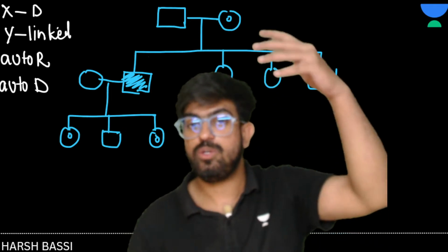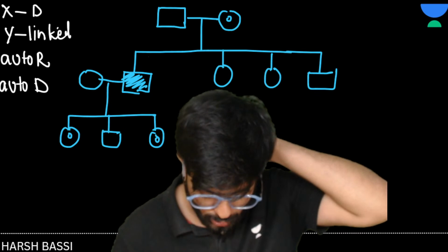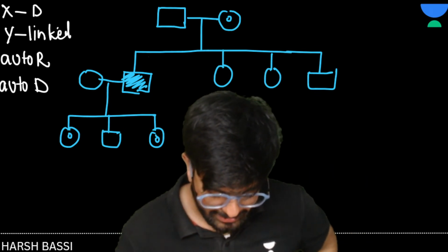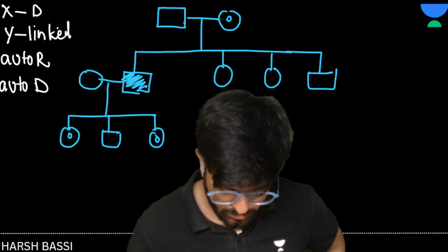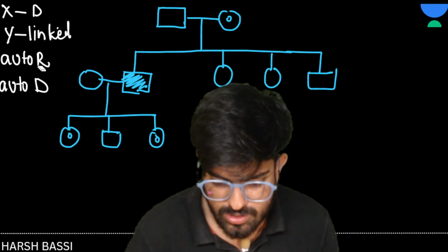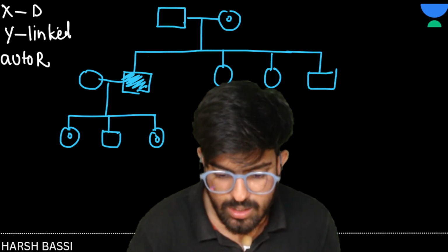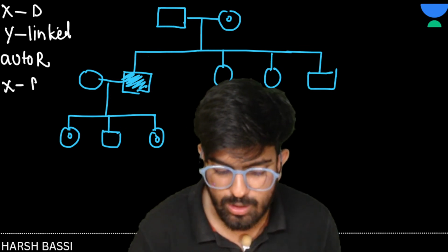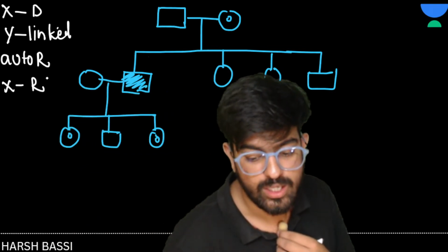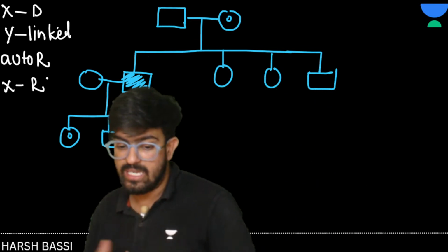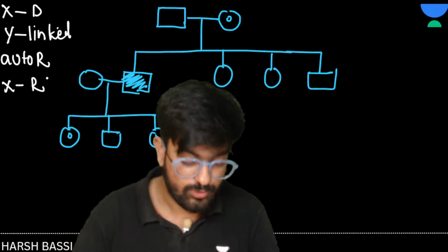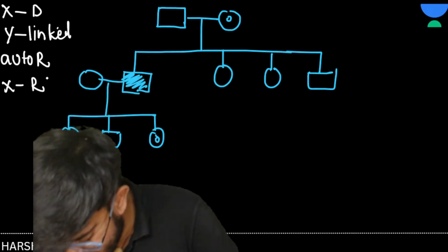First you check whether it is X-linked dominant or not. I'll change one option. One minute. Whether it is X-linked dominant or not. Then you check whether it is Y-linked dominant or not. Then you check whether it is autosomal or not. Then you check what? X-linked recessive or not.